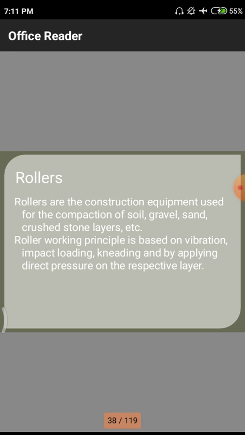Next one, kneading by applying a direct pressure on the respective layers. That means we are applying a direct pressure on respective layers. What does respective layer mean? In whatever field we have to densify the soil, in those particular areas of the field we are using these rollers to increase the soil density in those particular strata. Strata means up to a particular depth we are densifying the soil, so in the respective layers we are using these roller-like mechanical equipments.